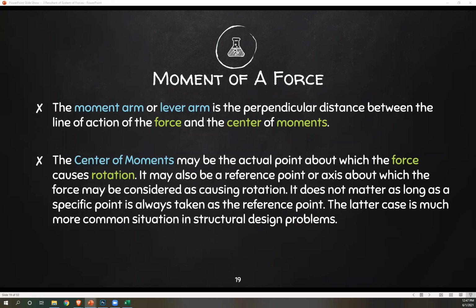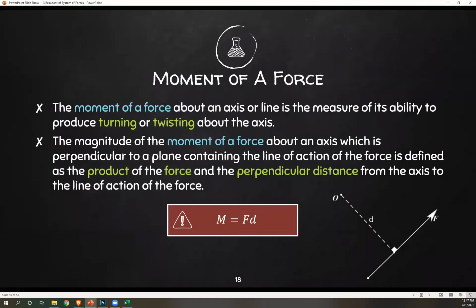So that means your moment center is up to you. You can choose it anywhere, as long as it helps you solve for the variables needed. For example, here, our moment arm or lever arm is D. The moment center here is O. So it's the point where you take your rotation.